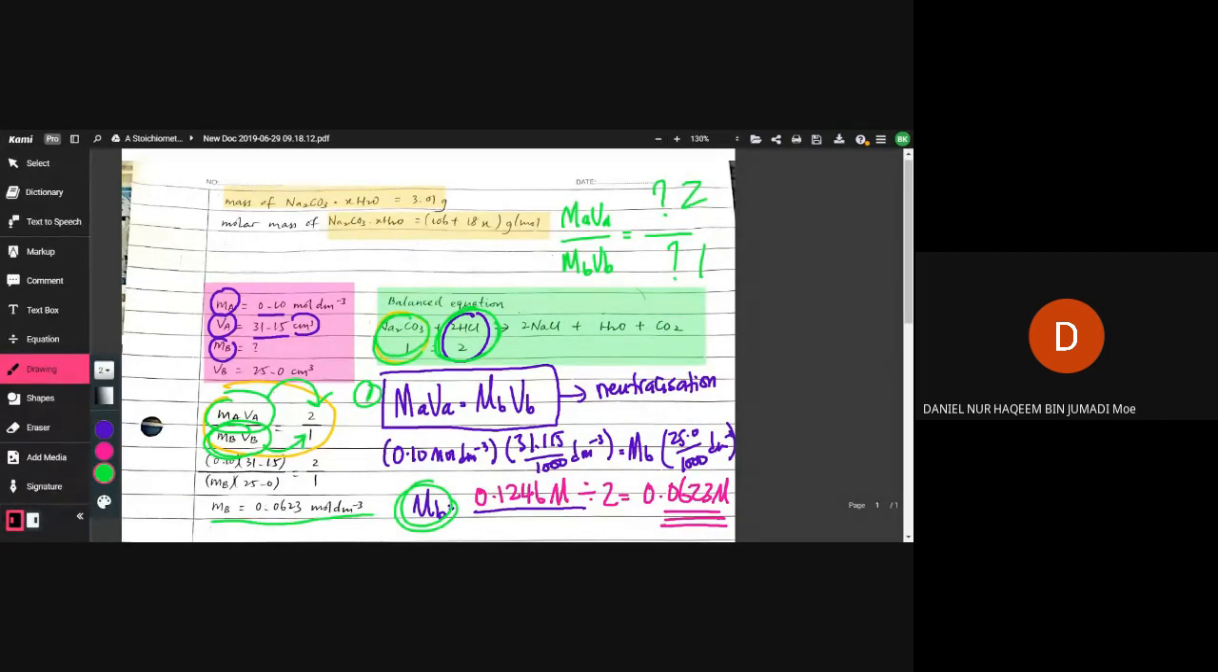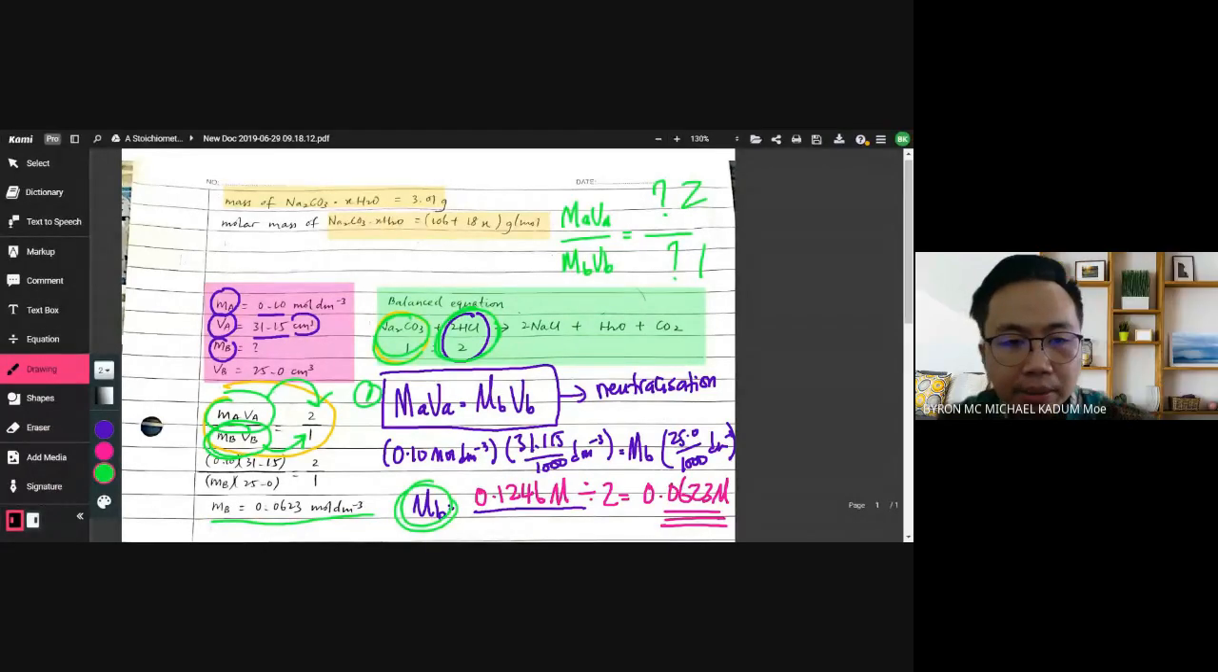Yang ini, sir, yang warna ungu, yang di bawahnya. Okay, macam ni. Kalau yang warna ungu ini, dia ada 2 cara actually. Bukan 2 cara lah. Actually, cara ni lebih kurang sama. Cumanya yang warna ungu tu saya pisahkan dia punya step. First, saya guna dulu MaVa equals to MbVb. Yang warna ungu ini, nilai dia saya dapat daripada apa soalan bagi yang warna merah.